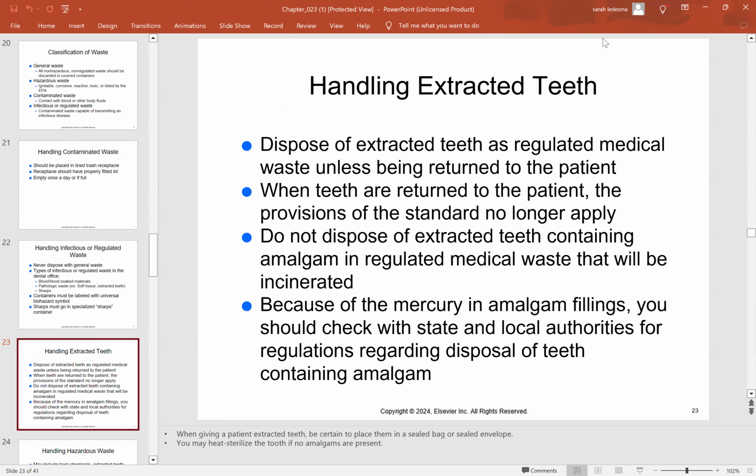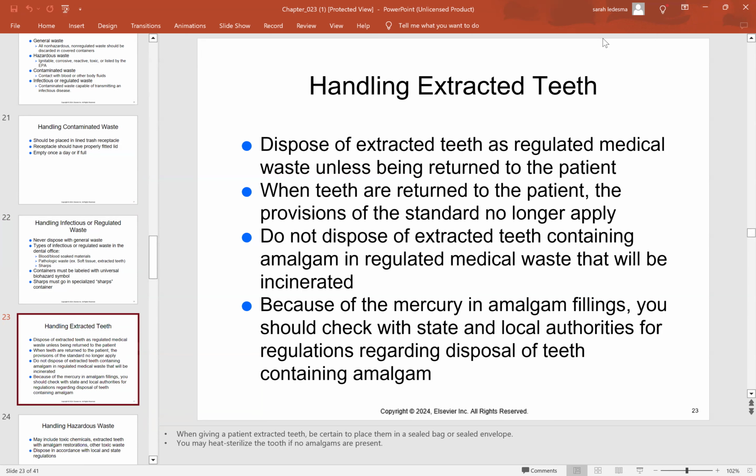Dispose of extracted teeth as regulated medical waste unless being returned to the patient. When teeth are returned to the patient, the provisions of the standard no longer apply. Do not dispose of extracted teeth containing amalgam in our regulated medical waste because it is incinerated. Because of the mercury in the amalgam fillings, you should check with the state and local authorities for regulations regarding the disposal of teeth that have amalgam.